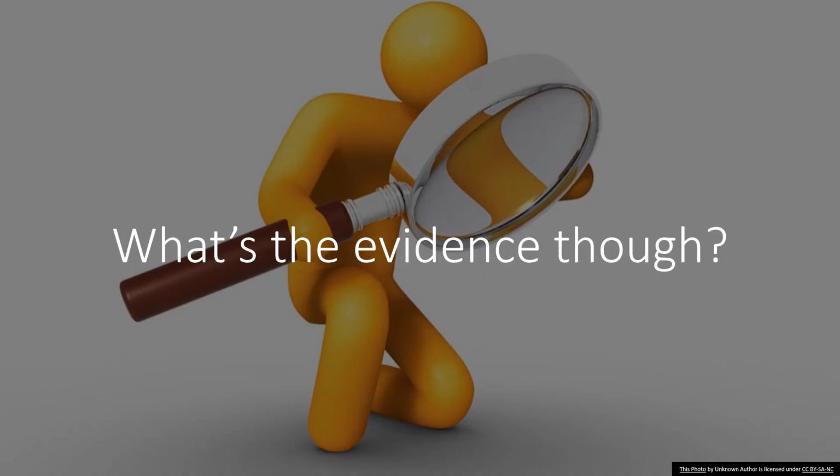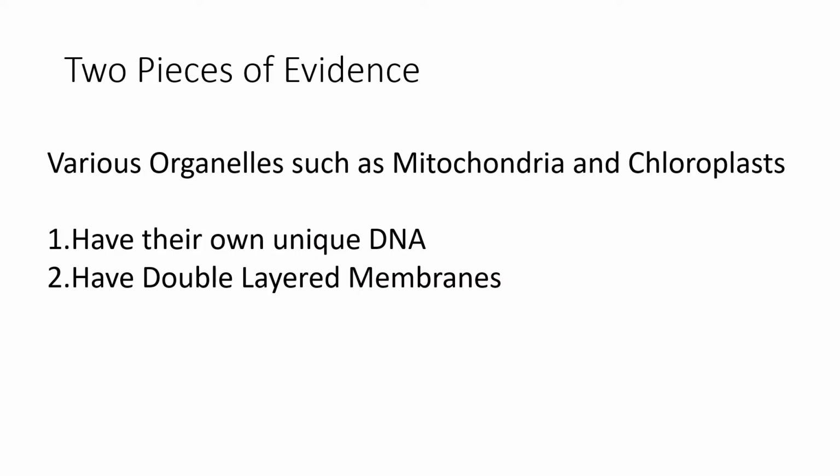So this sounds kind of cool, pretty impressive. What's the evidence though? So the evidence is this. There's two major pieces of evidence. Various organelles such as mitochondria and chloroplasts exist within the cell. And these are kind of the energy warehouses of the cell. They're the energy producers for every single type of cell. Chloroplasts in plants, mitochondria in humans, there's still mitochondria in plants too. But all of these things are the energy stores. And two key things about them: they have their own unique DNA, and they both have double layered membranes.